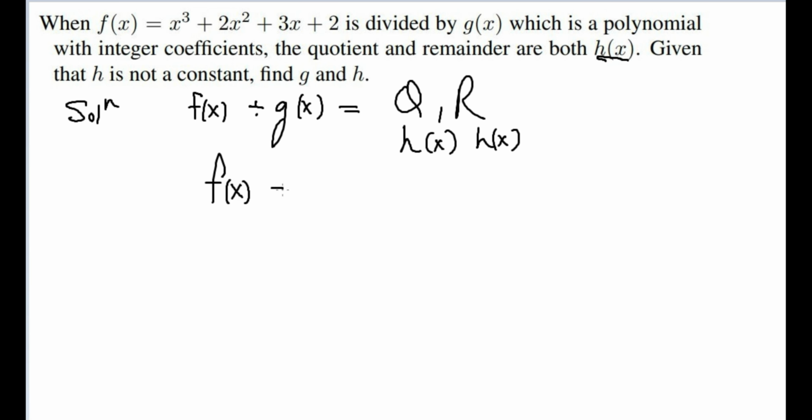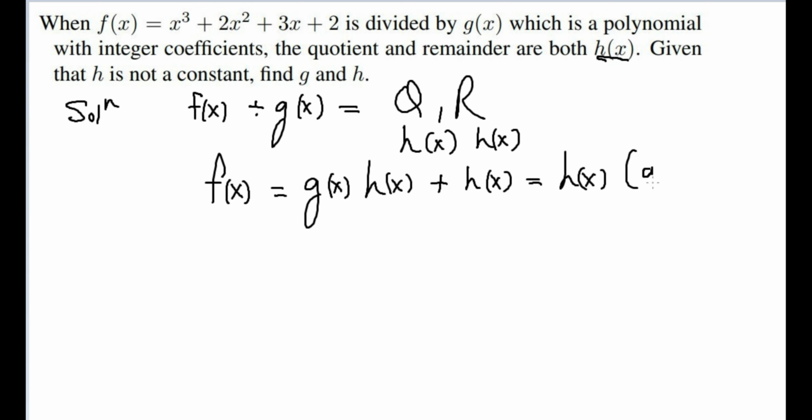f(x) is equal to the divisor multiplied by the quotient, which is h(x), plus the remainder, and you will again get f(x). Now you can see there is an h(x) common. If we take h(x) common, we get h(x) times g(x) plus 1. This is the scenario. Now this f(x) is a cubic polynomial, because the highest power of x is 3.